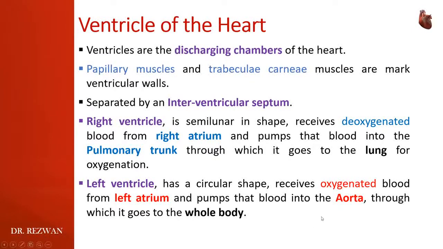In case of the right ventricle, it is semilunar in shape and receives deoxygenated blood from the right atrium and pumps that blood into the pulmonary trunk, through which it goes into the lung for the oxygenation. We know that. In case of the left ventricle, it has a circular shape, and it receives oxygenated blood from the left atrium and pumps that blood into the aorta, and through the aorta it will go into the whole body, and that is called the systemic circulation.